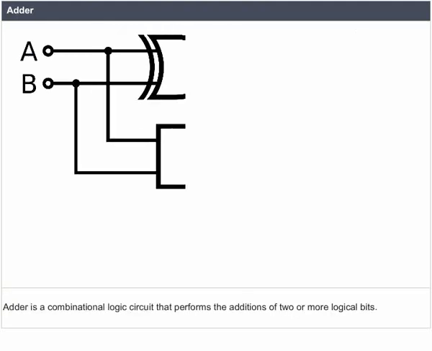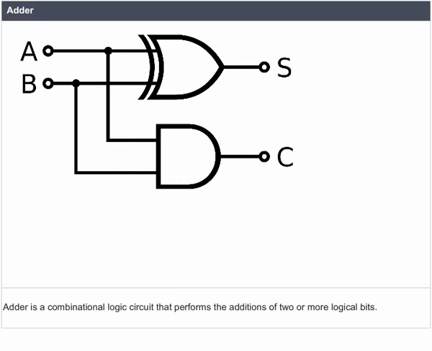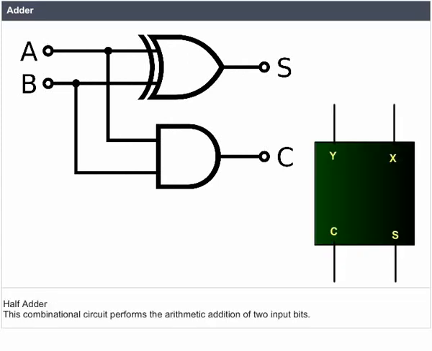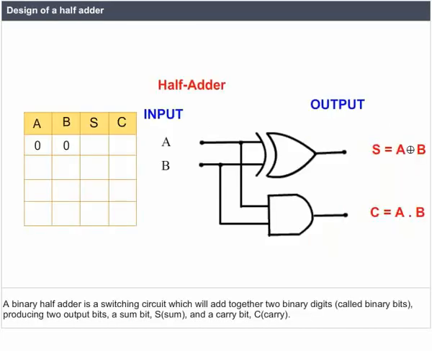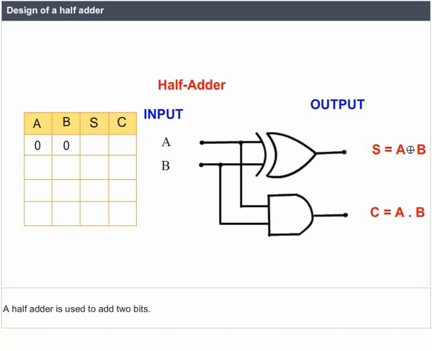Adder. An adder is a combinational logic circuit that performs the addition of two or more logical bits. Half adder. This combinational circuit performs the arithmetic addition of two input bits. Design of a half adder. A binary half adder is a switching circuit which will add together two binary digits, called binary bits, producing two output bits, a sum bit S and a carry bit C. A half adder is used to add two bits.